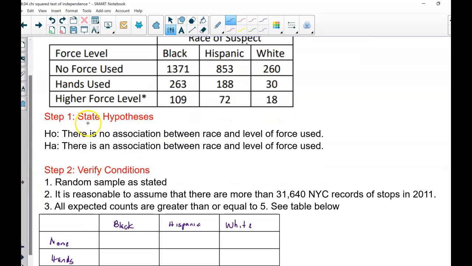So here is how I would state the hypotheses for this chi-square test of independence. There's no association between race and level of force. There is an association between race and level of force. So you should put the video on hold and write that down.